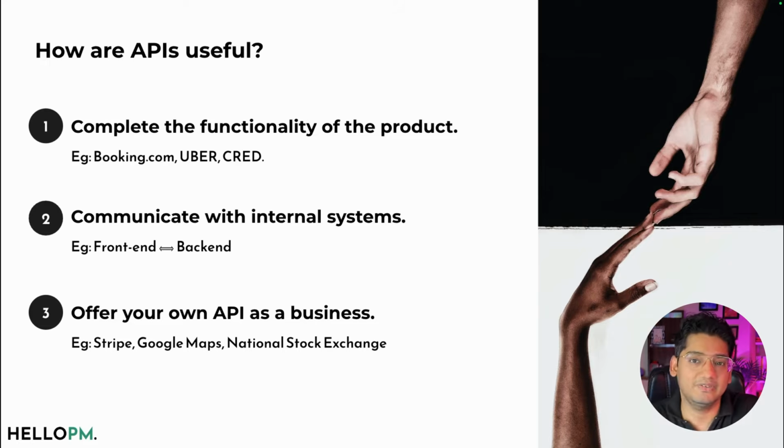Similarly, the third kind of use case is that there are many businesses, such as Google Maps and Stripe, which are giving their API as a service, as a business. There are so many examples. You could see that the Google Maps API is available to so many location-based services such as Uber, Booking.com, Airbnb, Swiggy, Ola, and so many more. So Google is actually making a lot of money from the same.